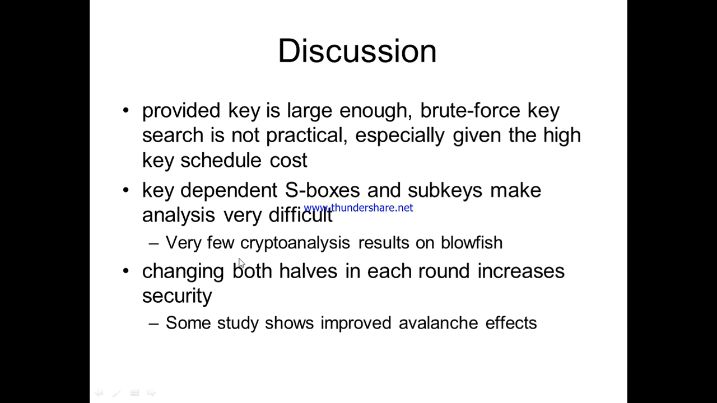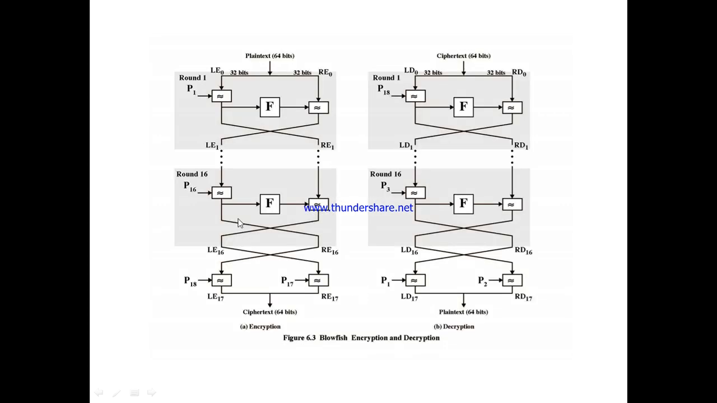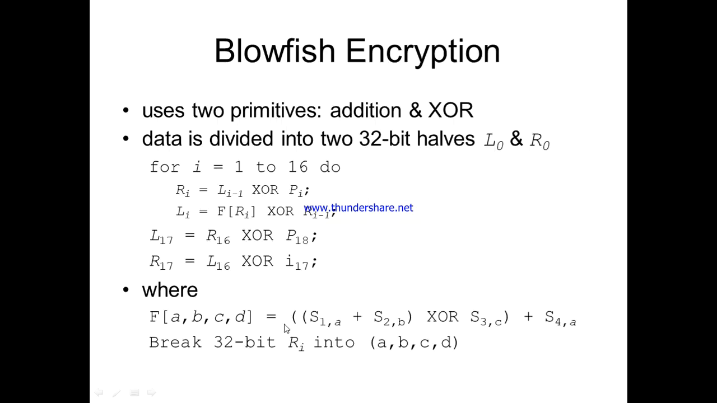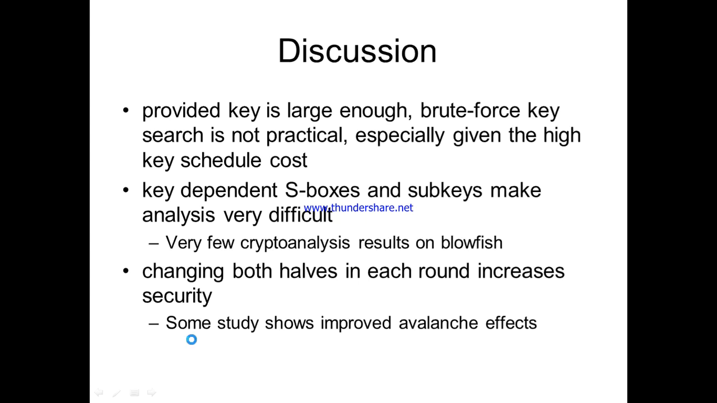And then changing both halves in each round increases the security. So what we are doing is swapping in each round after the operation. You can see here, in each round we are performing swapping. That swapping is increasing the security. So that is about the Blowfish algorithm.